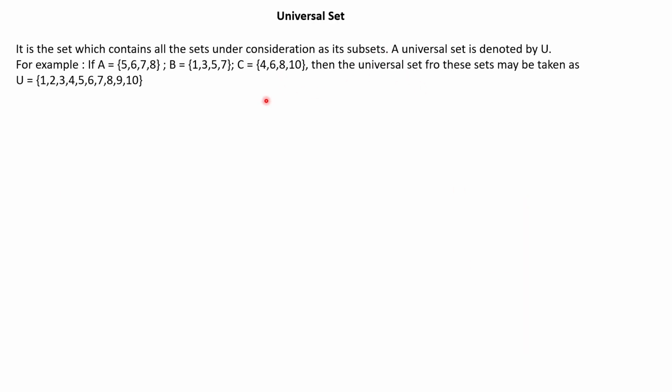Now, universal set. It is the set which contains all the sets under consideration as its subsets. Universal set is denoted by U. So, let us take an example. I have a set A, members are 5, 6, 7, 8. Then set B, members are 1, 3, 5, 7 and set C, members are 4, 6, 8 and 10. Then the universal set for these sets is taken as the combination of all the elements 1, 2, 3, 4, 5, 6, 7, 8, 9, 10. See, 2 is not here but you can include 2 also. So this is the universal set for A, B and C.